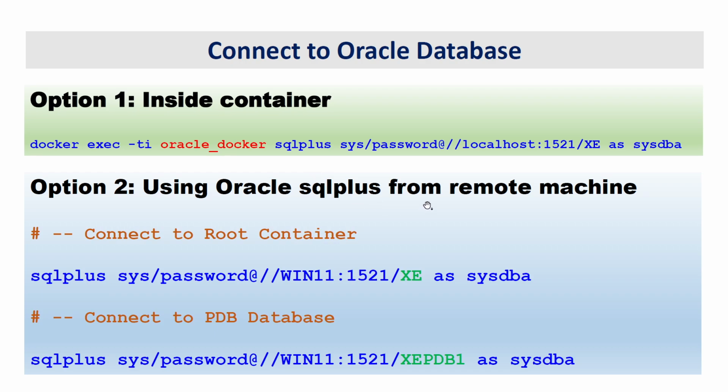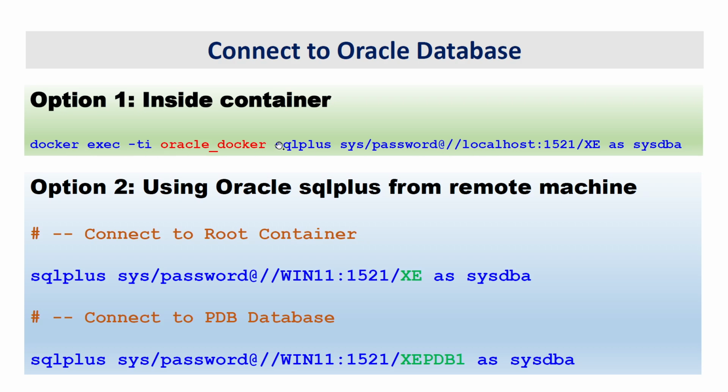How do we connect? Within the Docker, you can connect inside the Docker. You can say docker exec -it, the name of the Docker container that you launched. And then you can say sqlplus, and you can give the password. This is the password that we specified, the sys password, or you can use system, localhost, 1521 is the listener port, and XE is the Oracle SID, the Express Edition SID, as sysdba. So this is within the Docker itself.